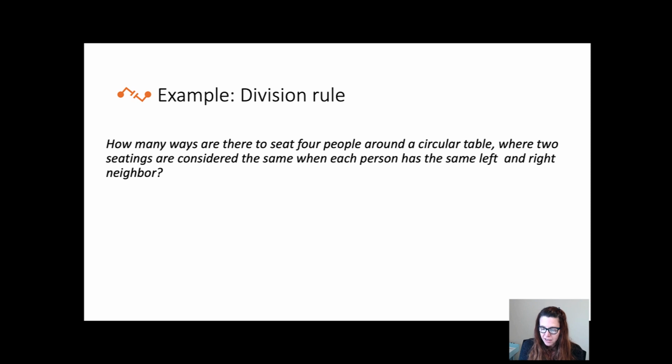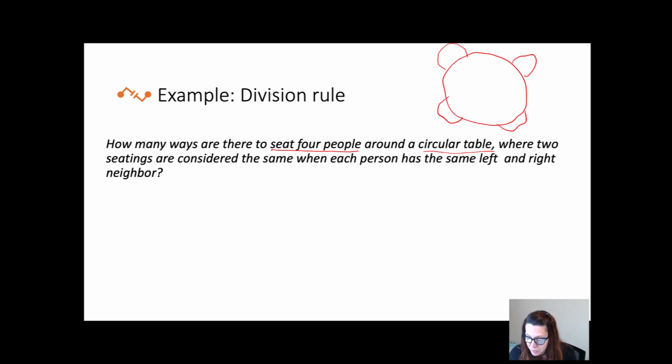But let's say, okay, how many ways are there to seat 4 people around a circular table where 2 seatings are considered the same when each person has the same left and right hand neighbor? Okay, so here's my table, 4 people around a circular table. I want you to think about that for a second.